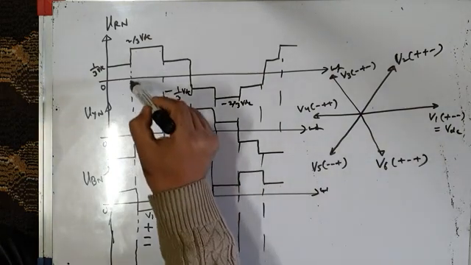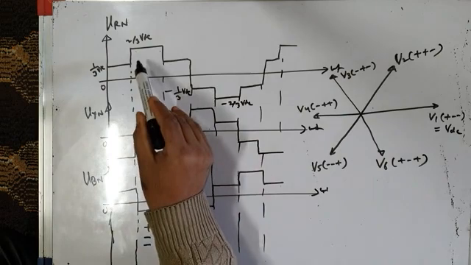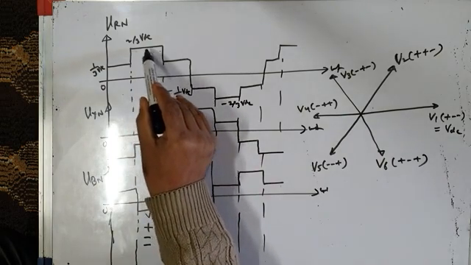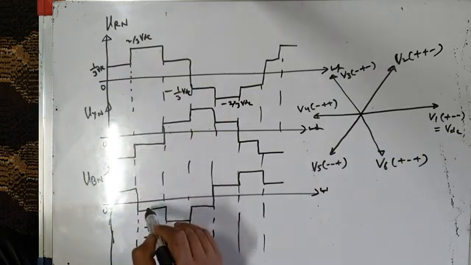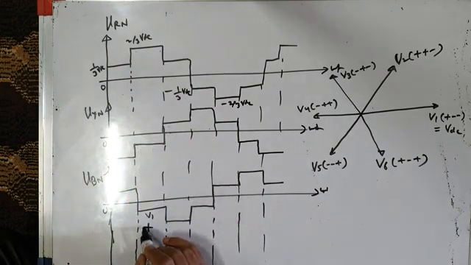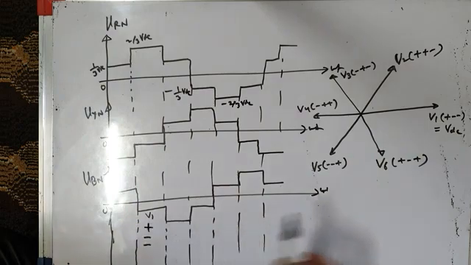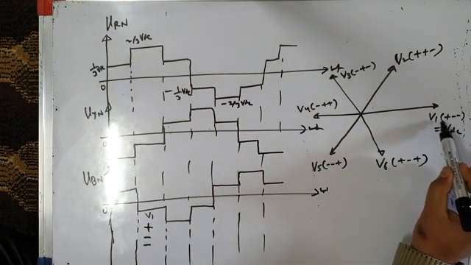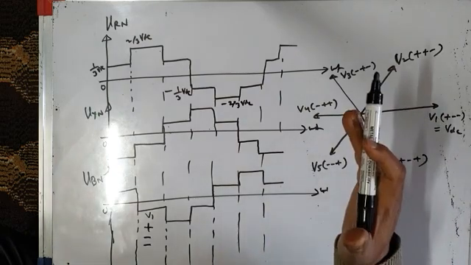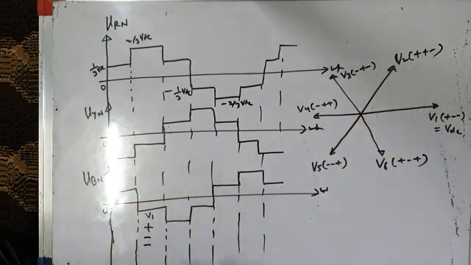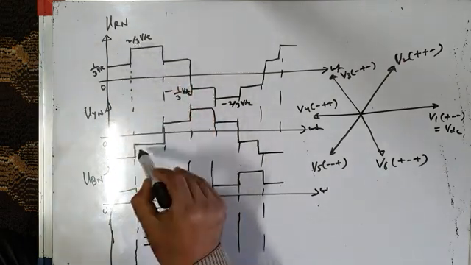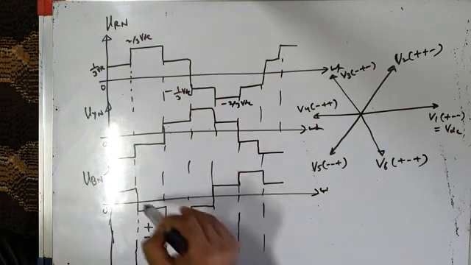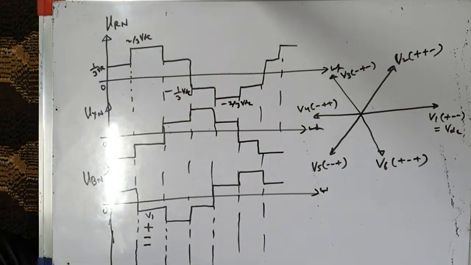If I take this 60-degree interval, in this interval my phase leg R has maximum value, so it is positive. And my phase leg Y and phase leg B have negative values. So what is the switching state? Plus minus minus means it is switching state V1. The top switch of phase leg R is on and the bottom switches of the other two phase legs are on. That gives us phase voltage VRN equal to 2 by 3 VDC and VYN and VBN equal to minus 1 by 3 VDC. And it remains there for a 60-degree interval.